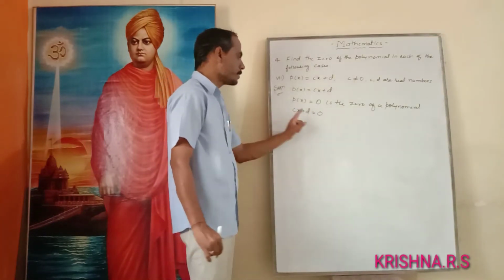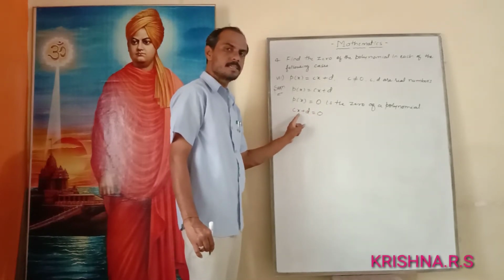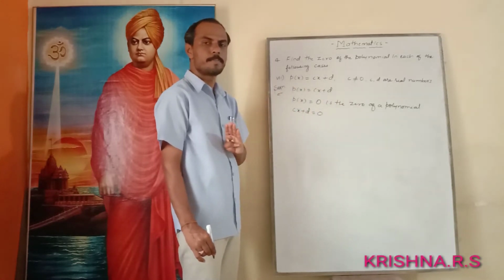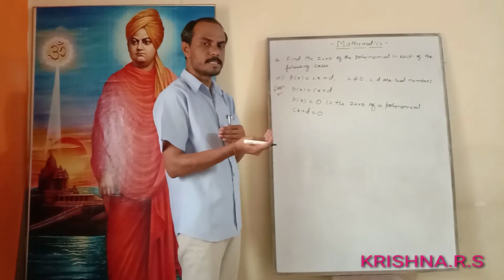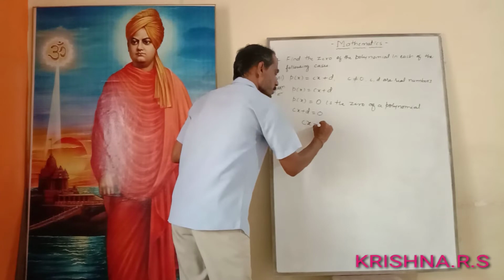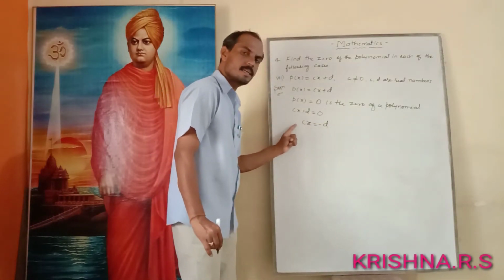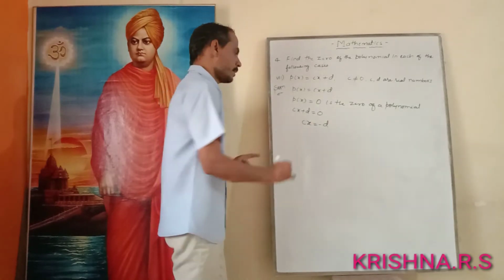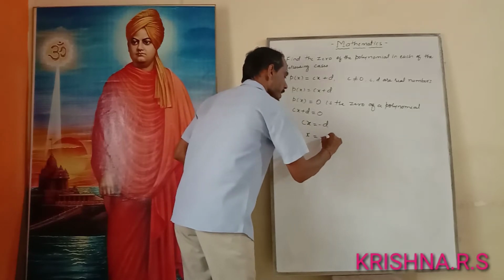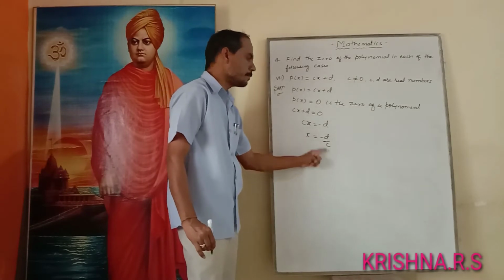Okay, what is the next step? Send D to the RHS. What is the sign of the D? Plus. If I send a plus term from one side to the other side, what will happen? The sign will be changed. Plus D becomes minus D. Cx is equal to minus D. Then this C, the coefficient of x, sent to the RHS means cross multiply. Then x is equal to minus D by C.